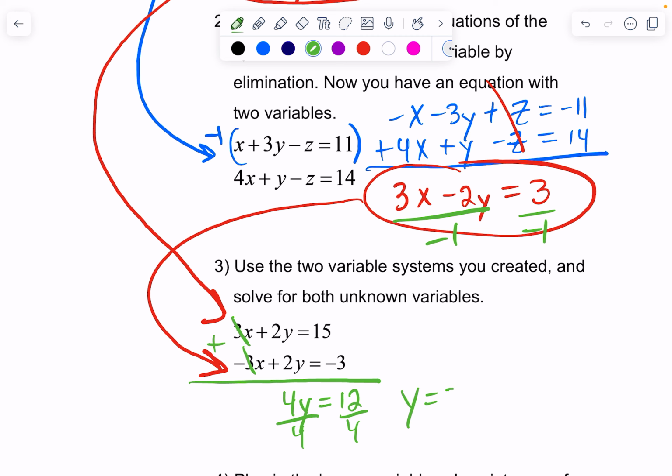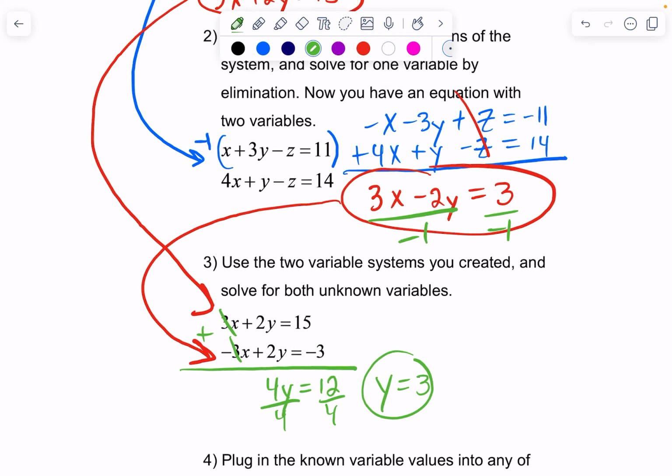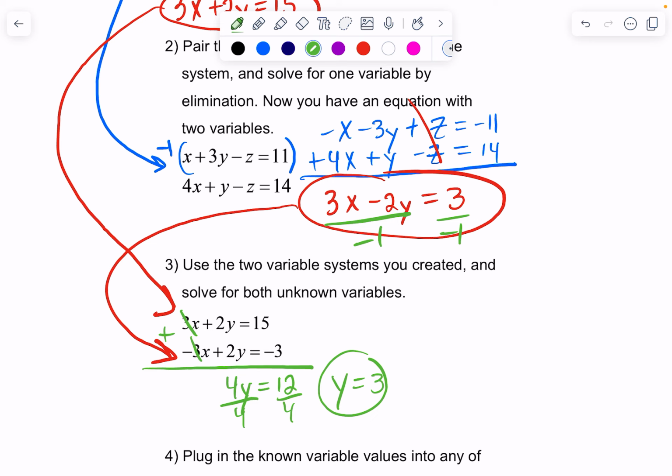So y equals 3. If I know y, I can plug it into either of the equations that I created here for step 3. So I'm going to go 3x plus 2 times 3 is 6 equals 15. We got 3x equals 9. And you've got x equals 3.